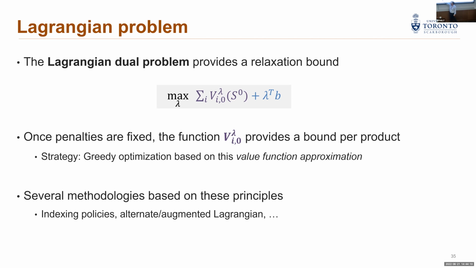You have indexing policies. For example, you can show that by solving these optimization problems, you can rank the products by the maximum lambdas. You can prove properties on how bad your relaxation is, that they also extend to the deterministic case. So how bad the Lagrangian is depends on the number of constraints that you have. So lots of interesting results that they have there.